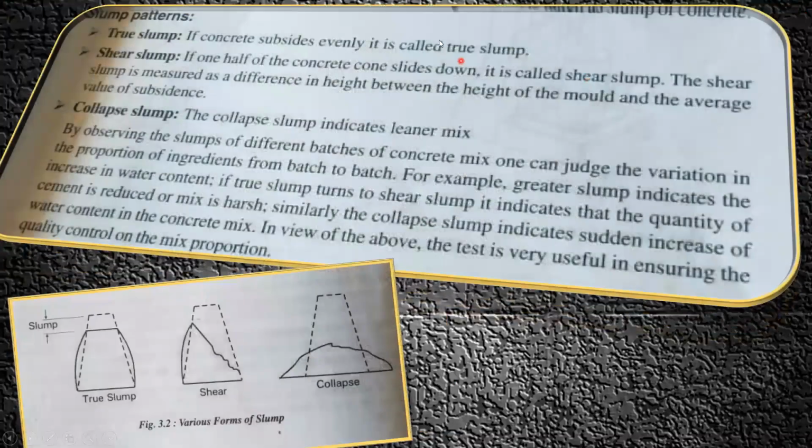Now there are other things that we need to understand. So we have something called true slump, we have shear slump, and we have collapse slump. So what is this actually? Always we want our slump cone to get this kind of slump, that is a true slump. The moment you take out the slump cone, your concrete has to subside in this way. So the first is true slump. If the concrete subsides evenly, it is called true slump. This is what we require.